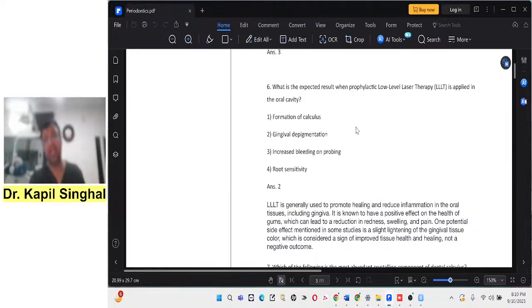Okay, do you get me? So LLLT therapy basically is a therapy to reduce the inflammation. It means reduce the redness, swelling and pain. So if the redness is reducing, the pigmentation will be reduced. So the answer here would be 2, gingival depigmentation.